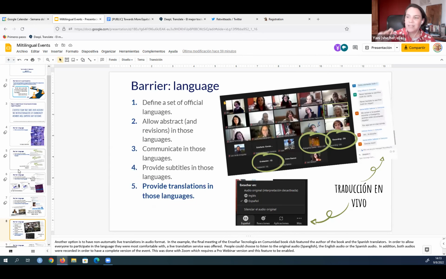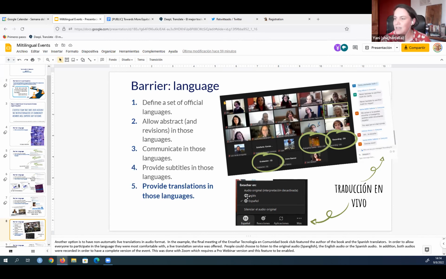The other one is to provide translation in those languages by audio. So this works really, really well. In this kind of event, this example was a finish of the book club where we invite the author. The author speaks English, and most of the people who come to the book club speak Spanish. So every single person can choose which language they want to listen to and speak. And we have a translator who does the work to speak in both languages.